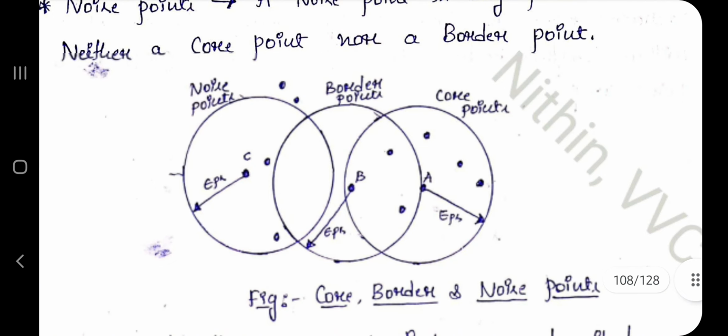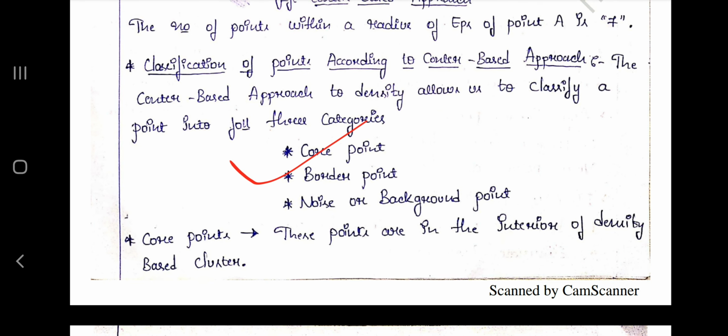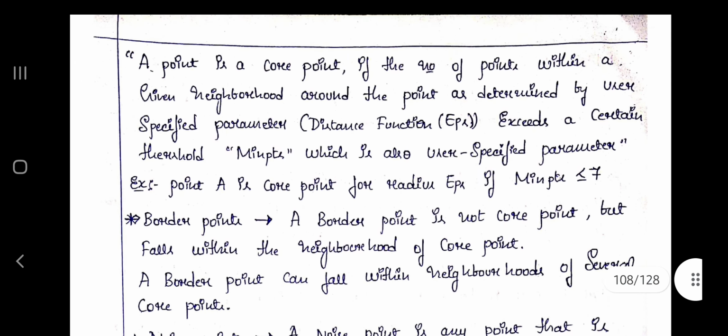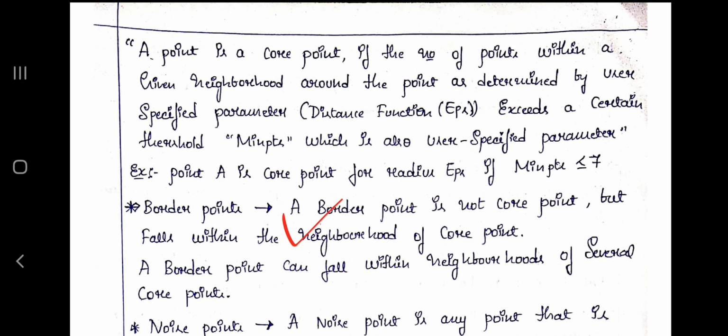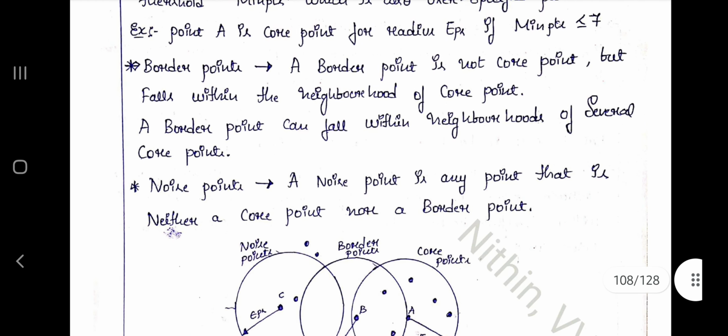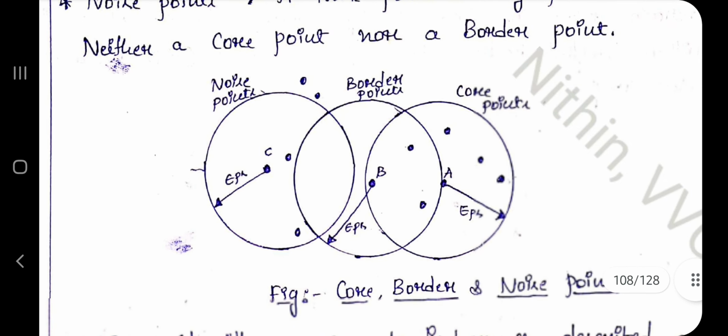Okay, so you have to make what? The diagram. After I have written the definition of three things, you start from here. You will mention that there are three points classification for the center based approach. Three classifications are there: core point, border point and noise or background point. After you have mentioned these points, that's the first key point. Then the second key point you have to write is the definition regarding this. What is core point? Important points. What is border? It is not important, not unimportant also. And the third point is noise points, which are the unwanted points. That's the next point. After that, finally you have to draw this diagram.